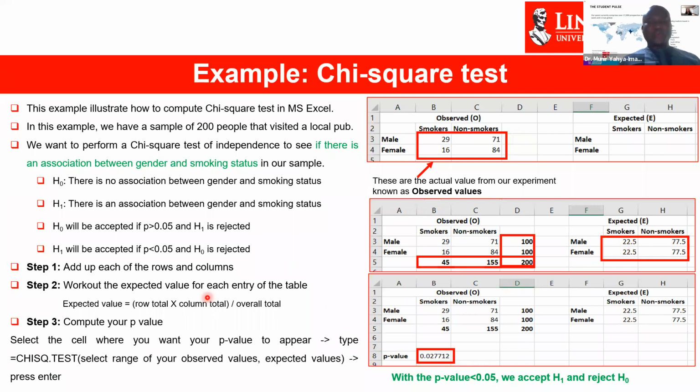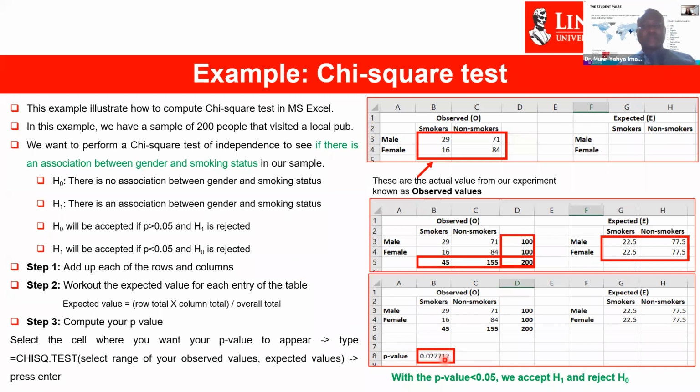So once you are done with that, then you compute your p-value. How do you compute your p-value? We use almost the same thing we did for the t-test. You type in an equality sign where you want your value to be displayed, then you type chisq.test, then open bracket. This one takes two parameters, unlike the other one that took four parameters. And what are the parameters? It's going to request for the observed values and the expected values. So you select the observed values, comma, and you select the expected values. That is what the system will use to compute your p-value.